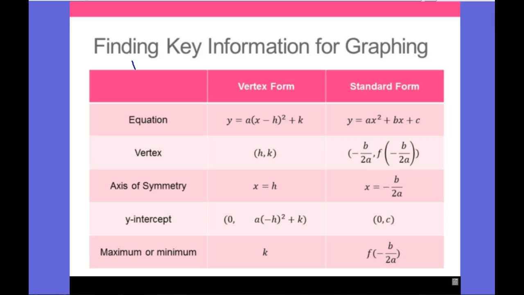The max or min is the y value of the vertex. The max or min will occur at the y value of the vertex. You will have a max if your a value is negative and a min if your a value is positive.